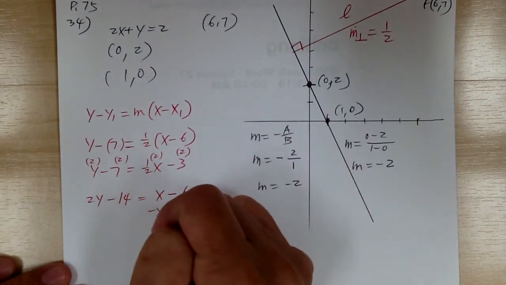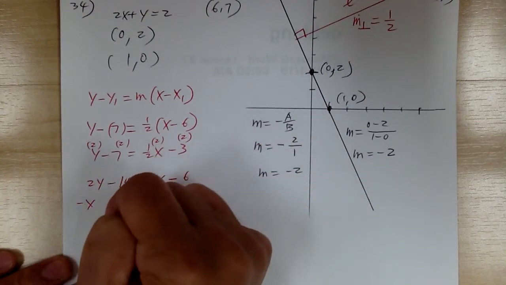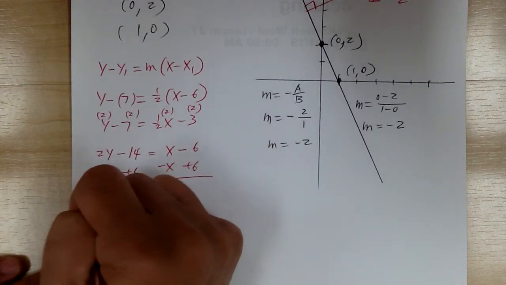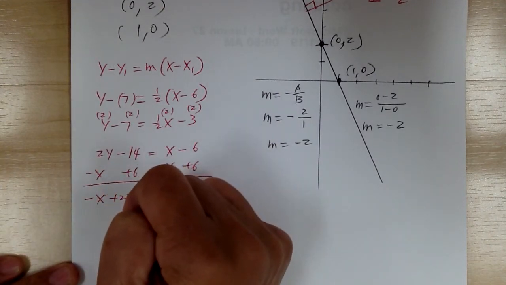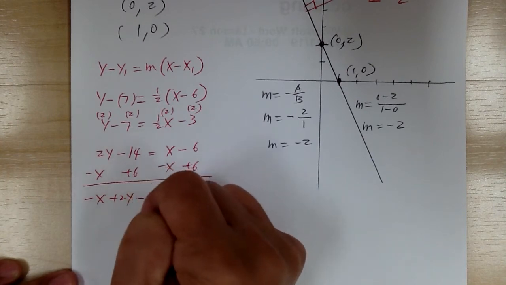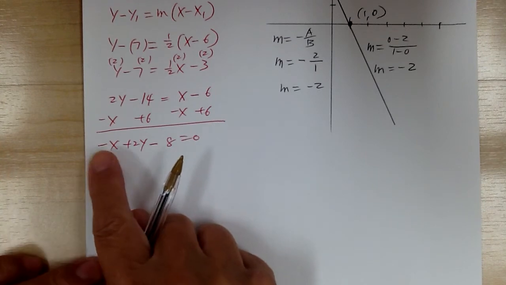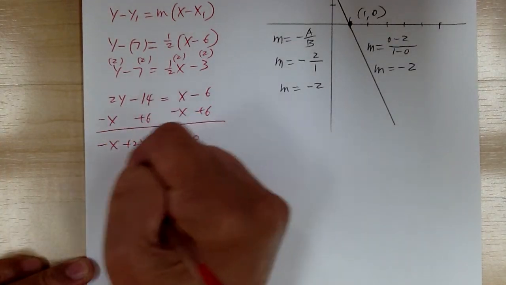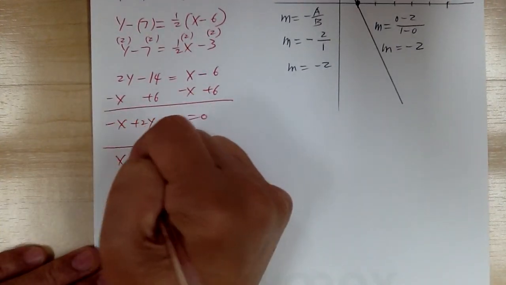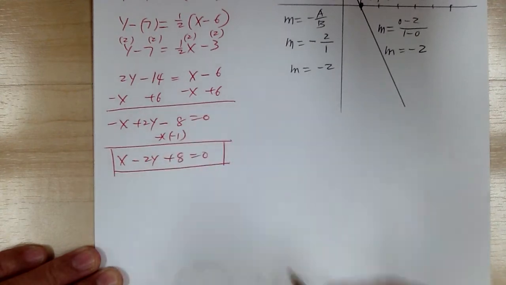So minus x and plus 6. So you get negative x plus 2y minus 8 equals 0. Now since in general form you cannot have a negative in the beginning, multiply by -1. So you get x minus 2y plus 8 equals 0. So here's your equation.